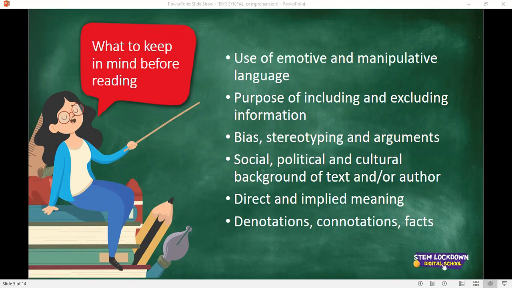All right, one of the things you need to keep in mind is that there'll be the use of emotive and manipulative language. Okay, and you will find out the purpose. You need to keep in mind that there'll be a purpose. And this purpose will include and exclude certain information, right? And the piece will be biased, and it will include arguments from the writer's perspective. And it might also be prejudiced and include stereotypes as well. Bear in mind as well that the author of the text will have some kind of social, political, and cultural background. Okay, and remember that there will be direct and implied meaning, denotations and connotations, and facts as well.